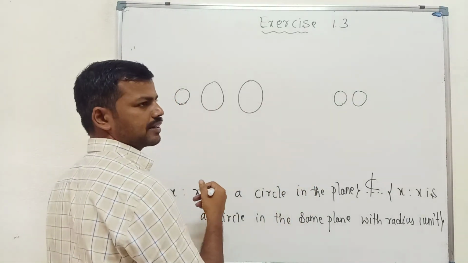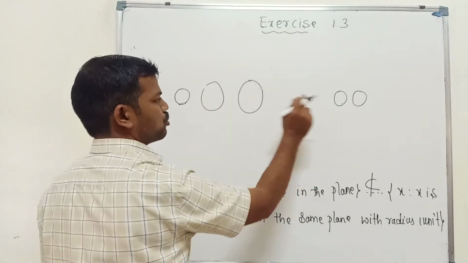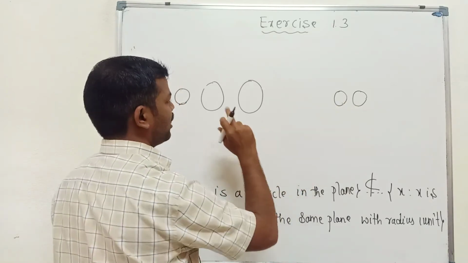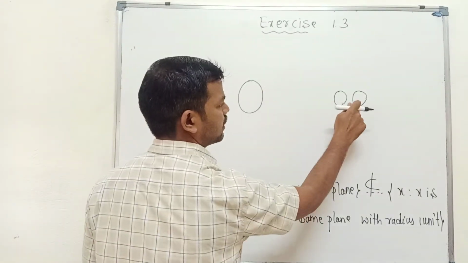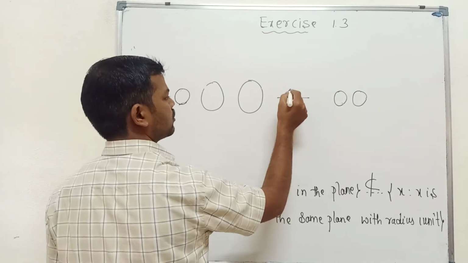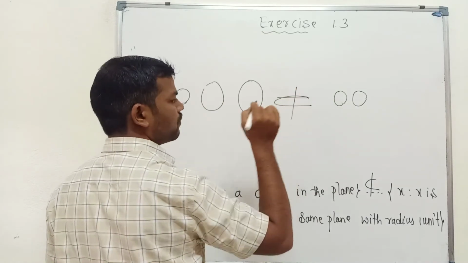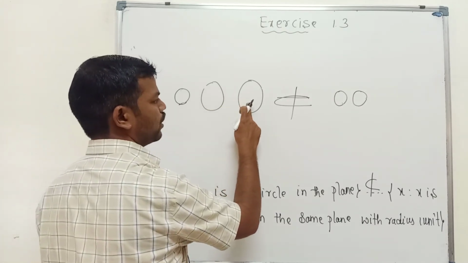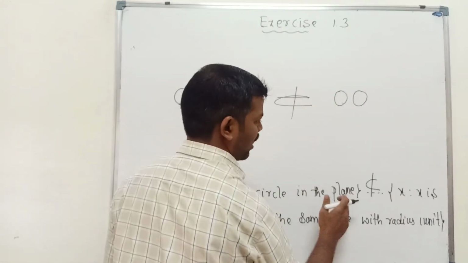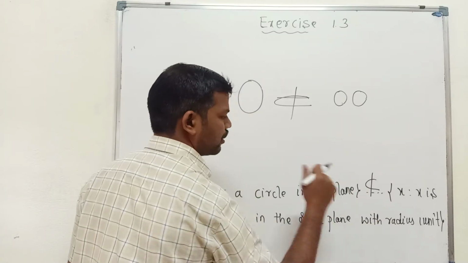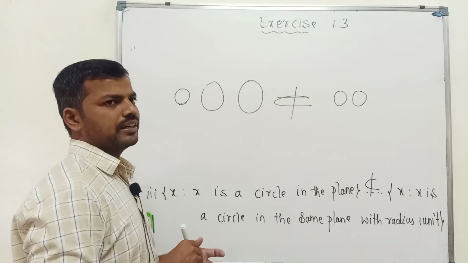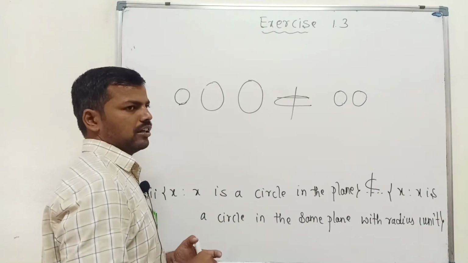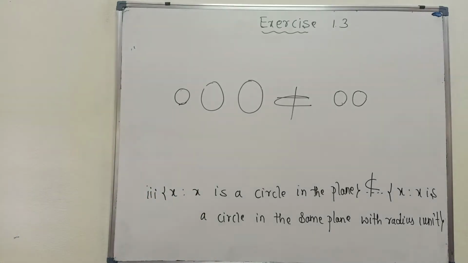How can it become a subset? These elements should be there here or not. Then only we say that this is a subset of this. Otherwise it does not become a subset, because circles of radius 2 and 3 are not elements of the unit circle set. For that reason, it will not become a subset.